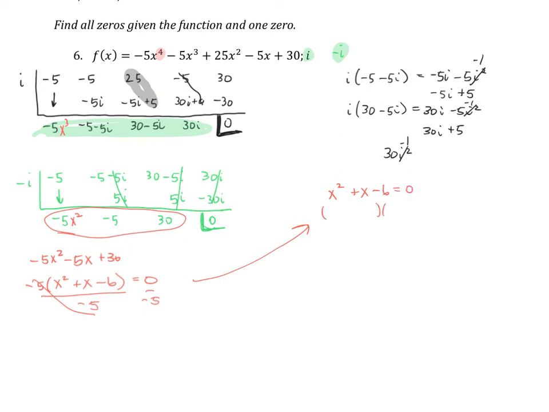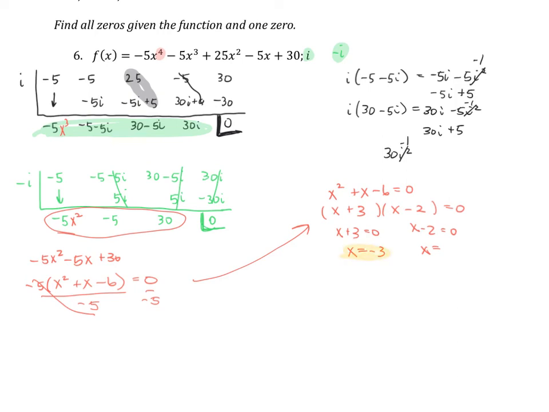This will factor into x plus 3 and x minus 2. And so then I'll have x plus 3 equals 0, which gives me a 0 of -3. And x minus 2 equals 0, which gives me a 0 of 2. Okay, so let's count up my zeros. I have a 0 of -3.